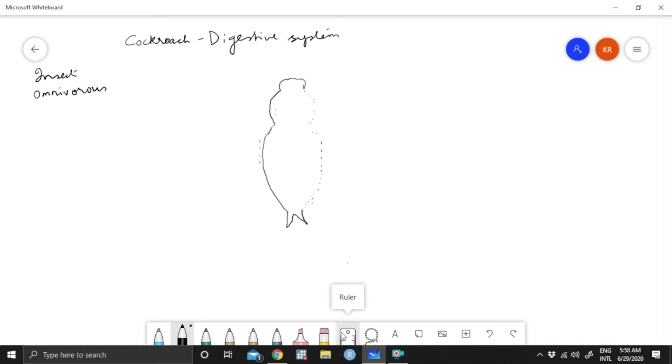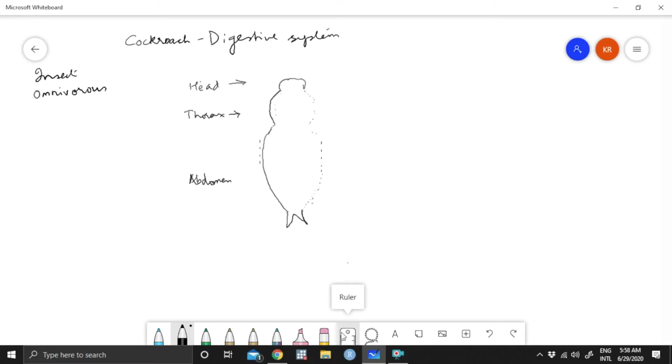So this part is the head, this part is the thorax, and this part is the abdomen. We need to draw a diagram like this: head, thorax and abdomen, and then we will fit the system inside it. So outline we need to draw.